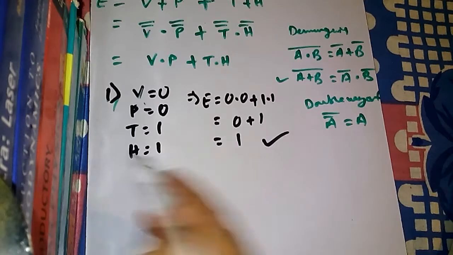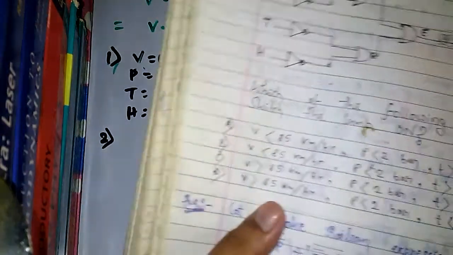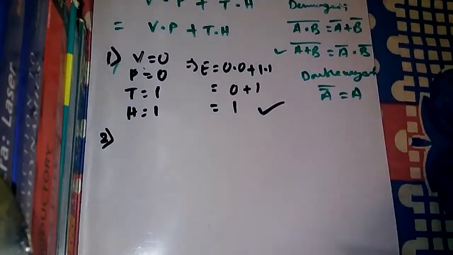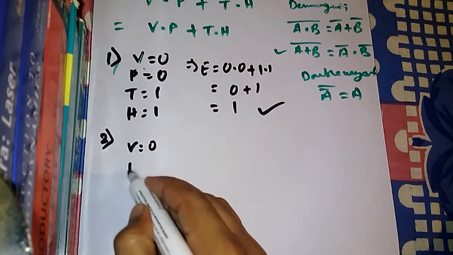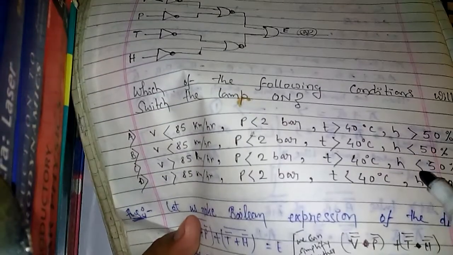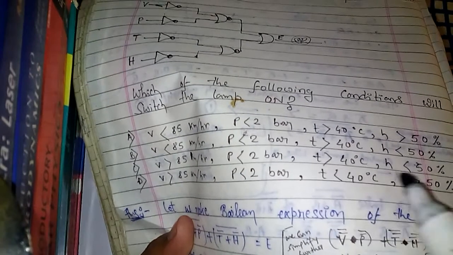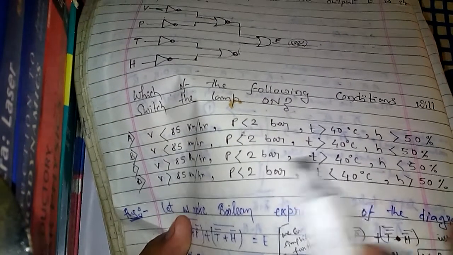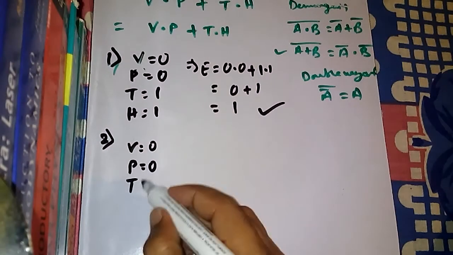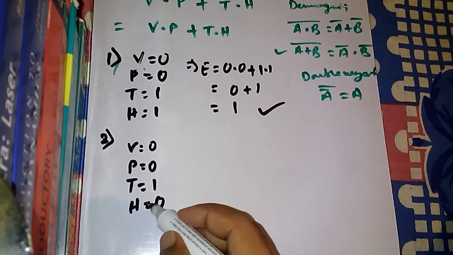Okay, let us check the second option. It should be 0, because only one option could be correct. The second option says V is less than 85, P is less than 2, that means again V is 0 and P is 0, and it says T is greater than 40 and H is less than 50. So T is greater than 40 means T is 1, but H is less than 50, that means H is 0, I'm sorry.